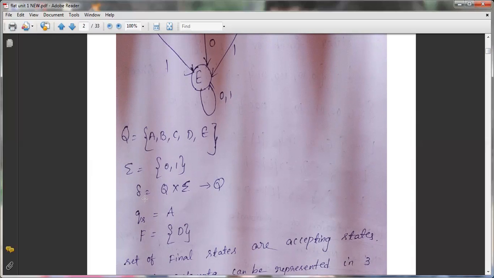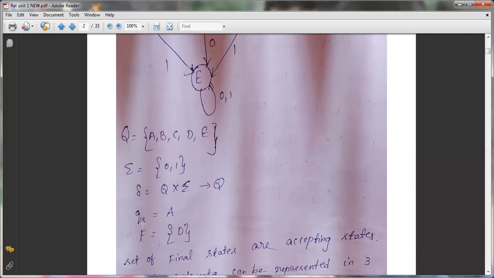After sigma, delta is the transition function. So from where we are going? From one state, taking the input alphabet 0 or 1, going to another state. That is nothing but the delta here. So Q cross sigma tends to Q. Suppose I am taking A and input alphabet as 0, I am going to another state. That is nothing but the delta here.